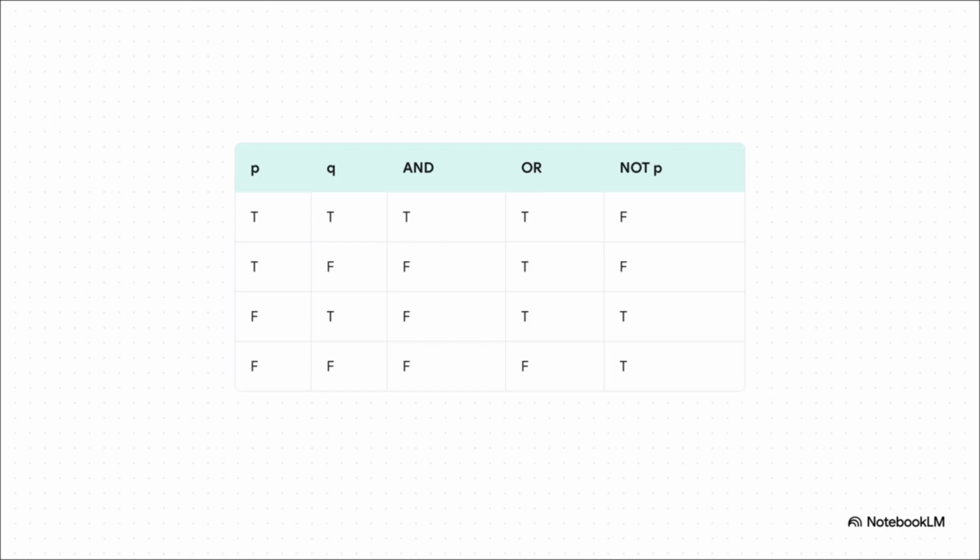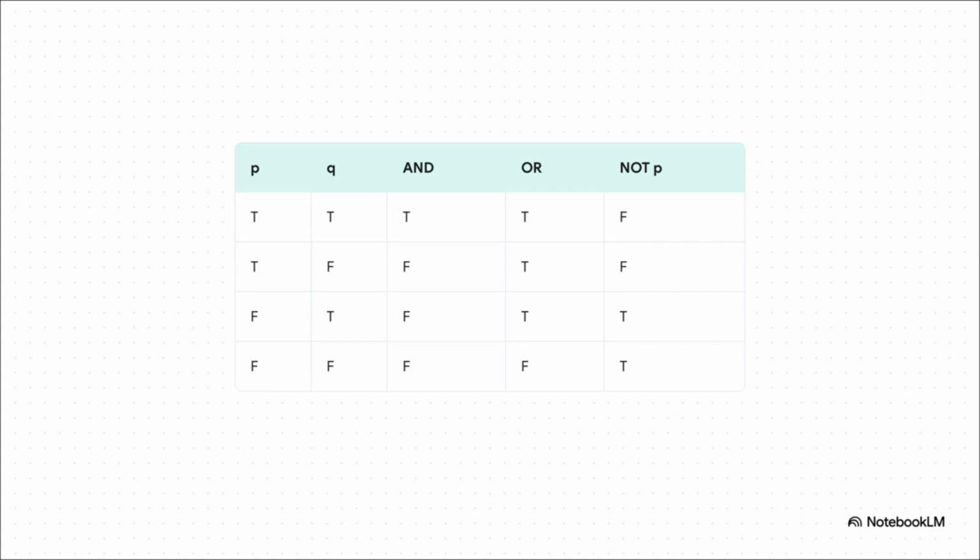Picture a true-false binary switch rapidly flipping as this truth table fills up. This table exhaustively maps out our core logical connectives: AND, OR, and NOT. Let's really break this down, row by row. Notice the AND column. It only outputs true if both input P and input Q are true. Think of a secure login screen. The system only grants access if the username is correct and the password is correct. If even one input is false, access is completely denied, resulting in a false output.